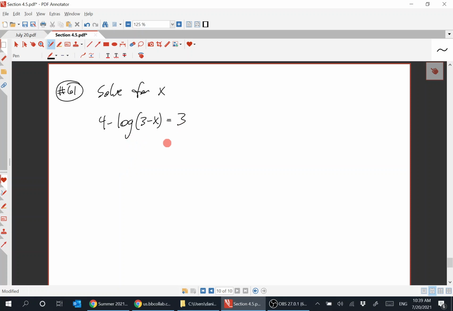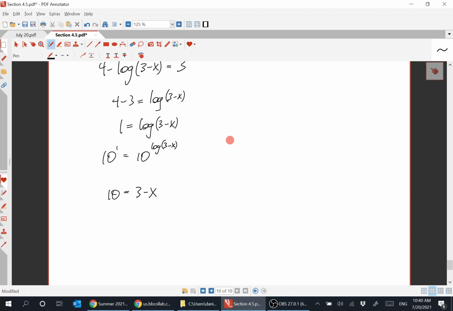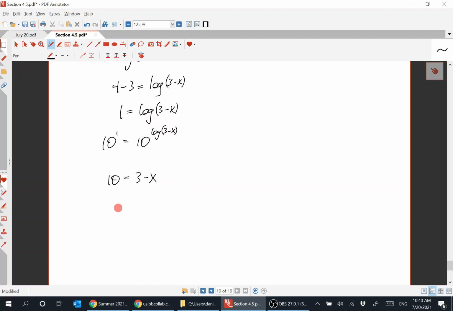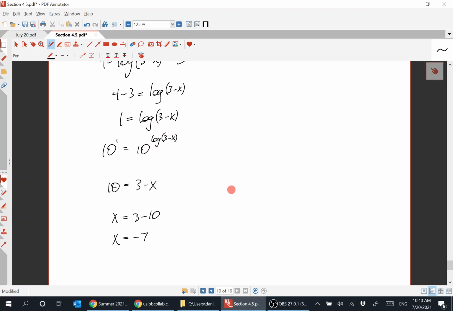Actually, what I'm going to do is move the log over and move the 3 over here. So 4 minus 3 is log of 3 minus x. So 1 is log of 3 minus x. So 10 to the 1 is 10 to the log of 3 minus x. Right? 10 to the 1 is just 10. 10 to the log base 10 of 3 minus x is 3 minus x. So this gives me x is equal to 3 minus 10. So x is equal to -7.